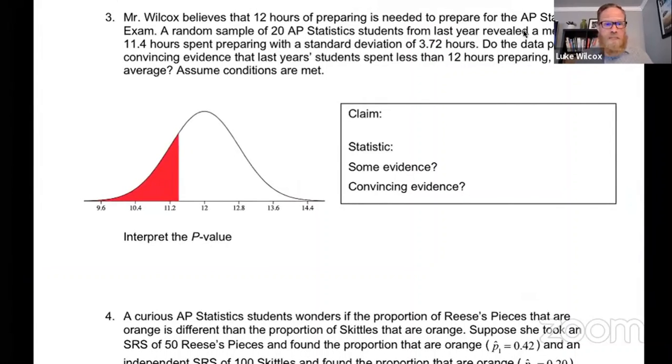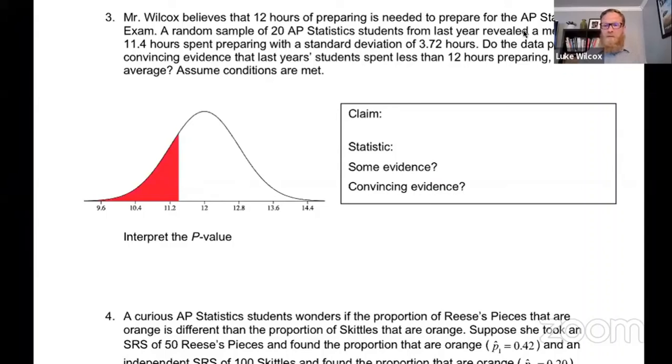Here's what it says. Mr. Wilcox believes that 12 hours of preparing is needed to prepare for the AP Statistics exam. A random sample of 20 AP Stat students from last year revealed a mean of 11.4 hours spent preparing with a standard deviation of 3.72 hours. Do the data provide convincing evidence that last year's students spent less than 12 hours preparing on average? Assume the conditions are met.